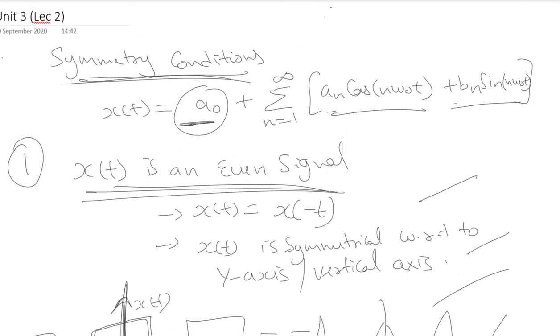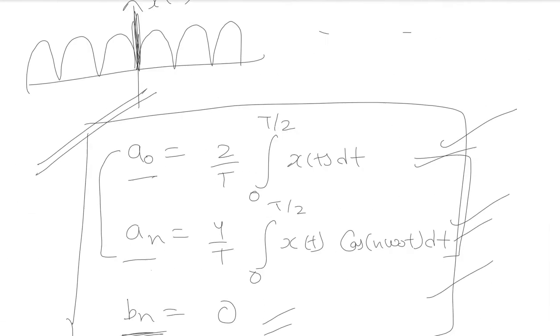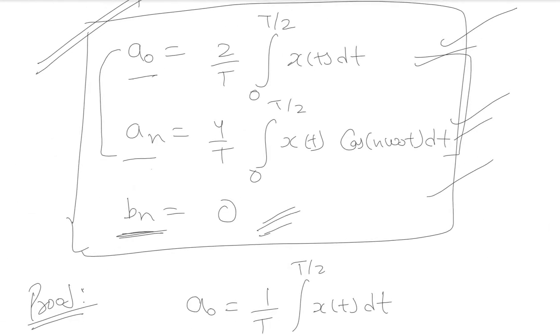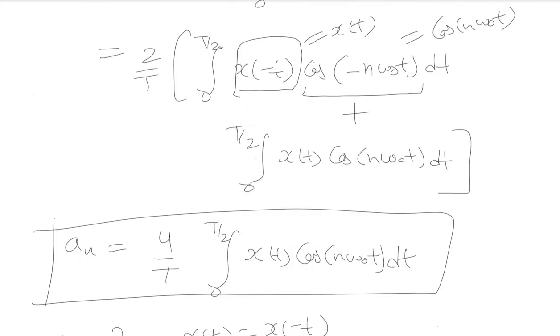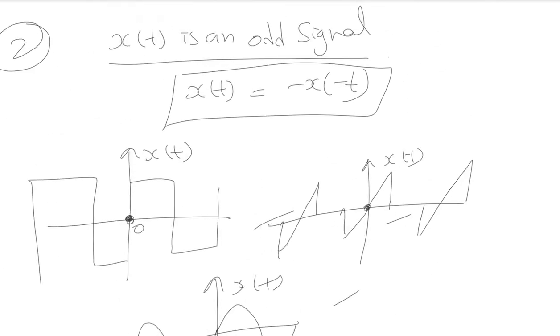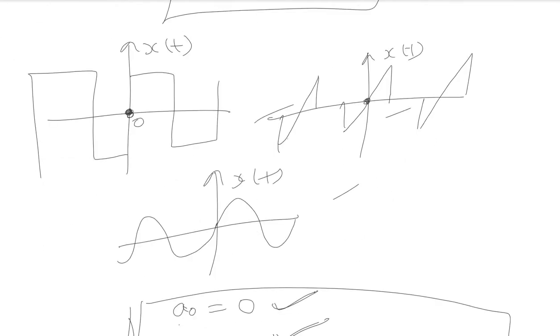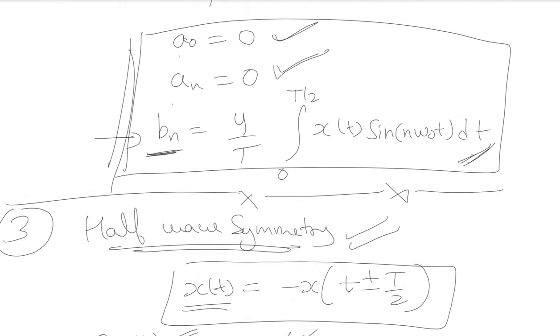Starting with an even signal, when x(t) is an even signal, the bn coefficient is equal to 0, and a0 and an you can either evaluate directly from the standard expressions, or you can use these simplified expressions. Similarly, when x(t) is an odd signal, a0 and an both are 0, and bn can be evaluated using this expression.